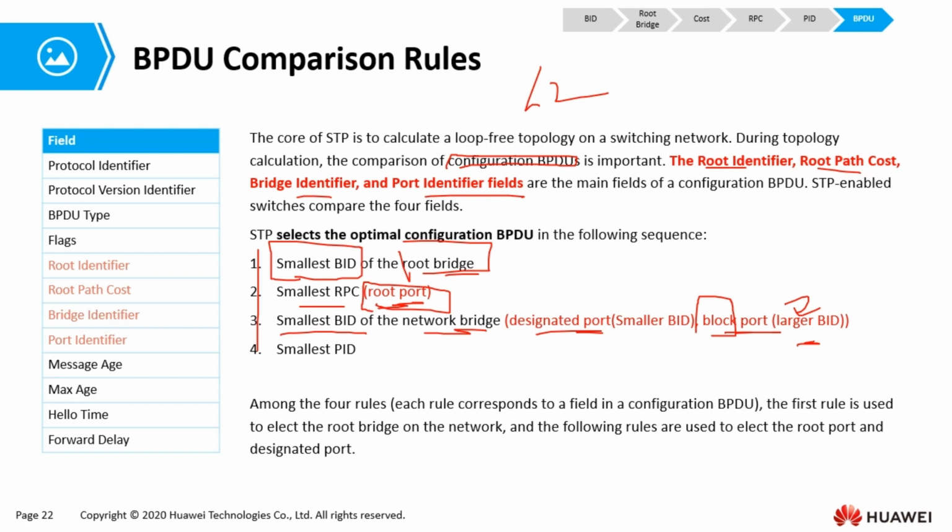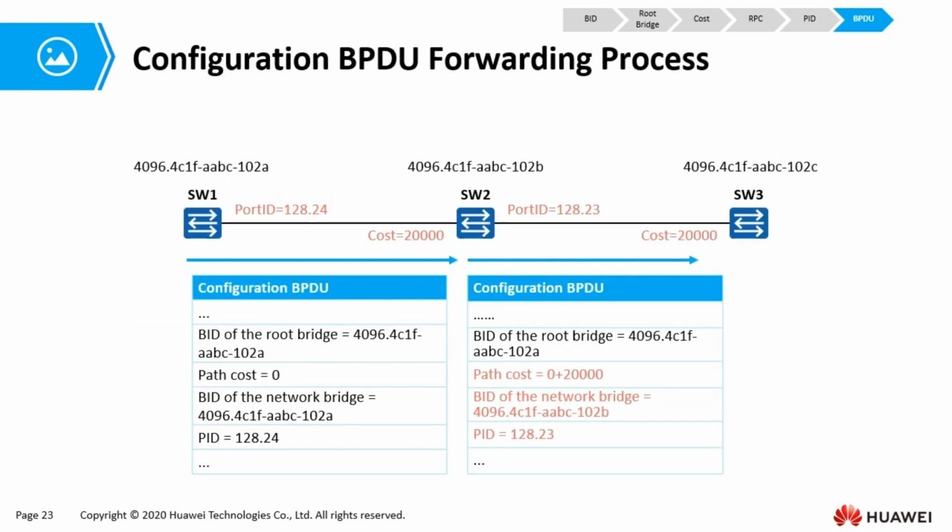Okay, so based on these 4 rules, we define 3 types of ports. One is the designated port, one is the root port, and another is the alternate port, which is the blocked port. We will see how we calculate this.